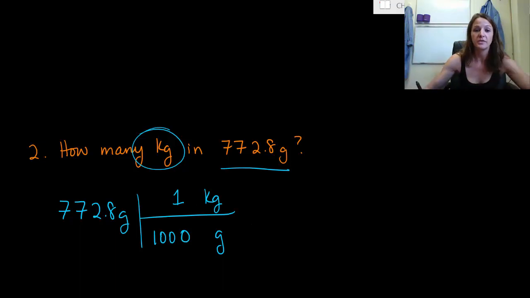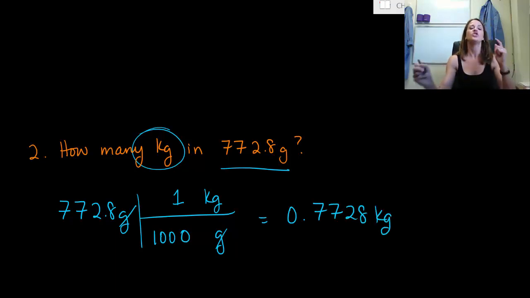All right, so now our grams cancel out. We're left with kilograms. 772.8 divided by 1,000 gives us a value of 0.7728 kilograms. Check it. Does that make sense? If we have 772 grams, would it make sense that we have a small amount of kilograms? Absolutely, right? Kilograms is a bigger unit than grams. It absolutely makes sense. This is logical. Always check your answer, okay?